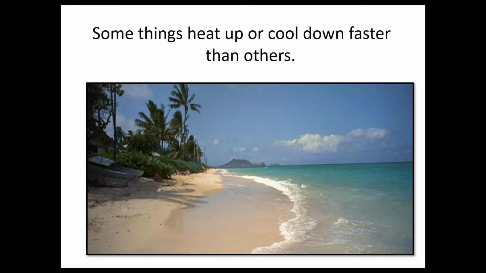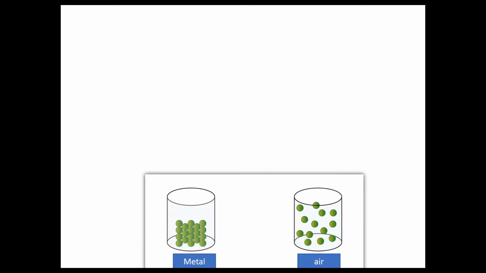It's not rocket science to realize that some things heat up faster than others and some things cool down faster than others. When we're talking about how fast something heats up or how slowly something heats up, we are referring to the specific heat capacity of an object. Typically land heats up and cools down a lot faster than water because they have different specific heat capacities.